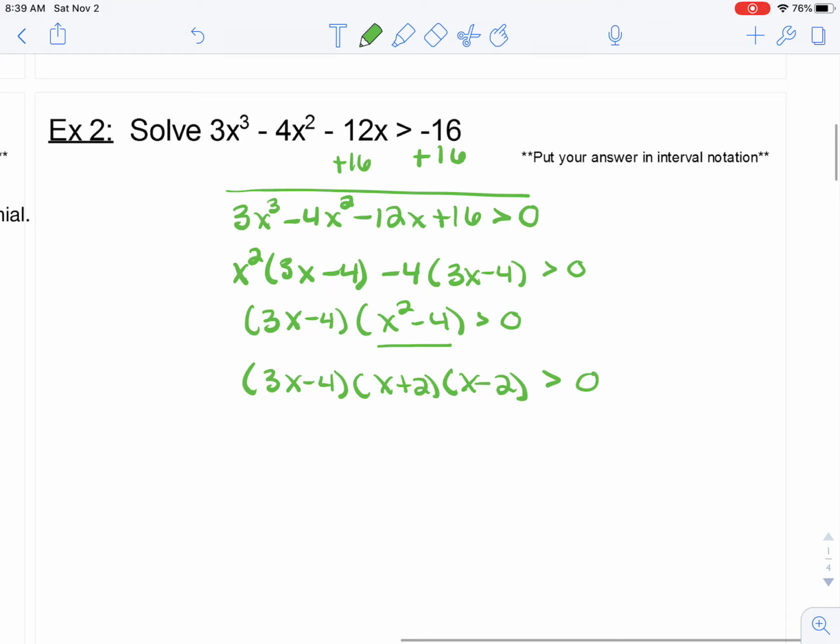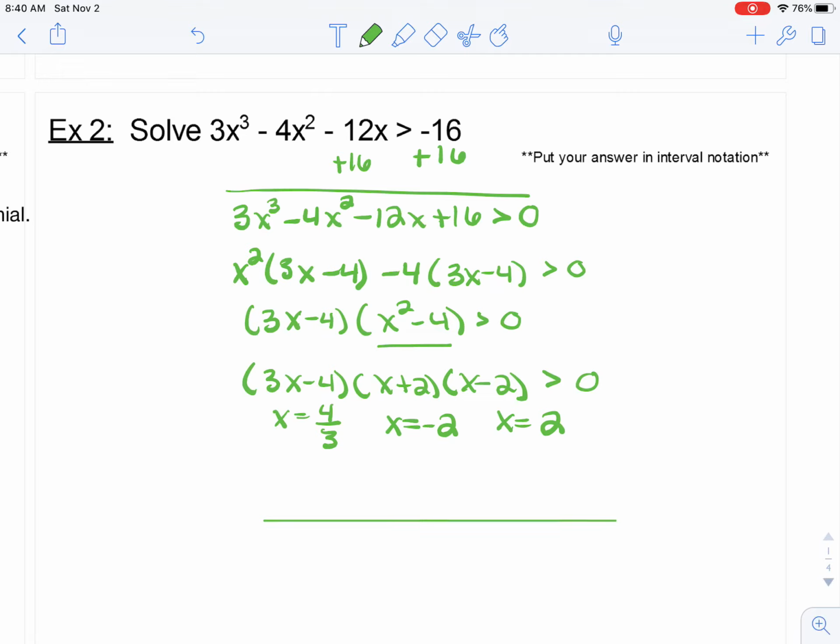So let's find the critical values. If I set 3x minus 4 equal to 0, I would get x equals 4/3. If I set x plus 2 equal to 0, I know that negative 2 is another critical value. X minus 2 equal to 0, positive 2 would be a critical value.